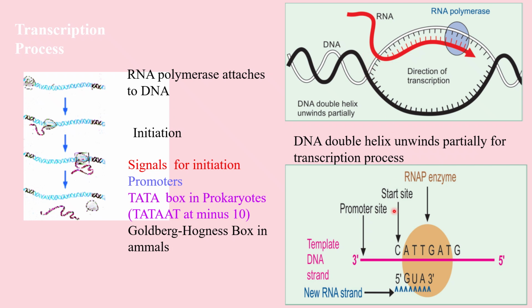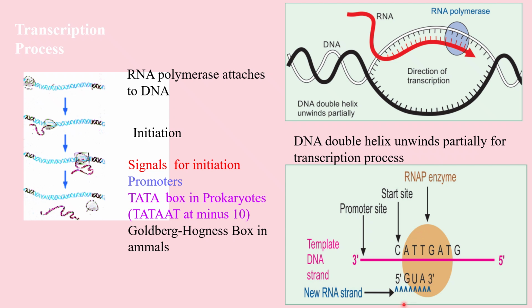Here in this picture, you can better understand. So this is the start site. RNA polymerase attaches itself to this particular site. How does it identify the site? On the basis of the promoter site, because promoter sites give the signal. So here it can be the TATA box among the prokaryotes, or it can be the Goldberg-Hogness box among the mammals. Right, so this is the template strand.